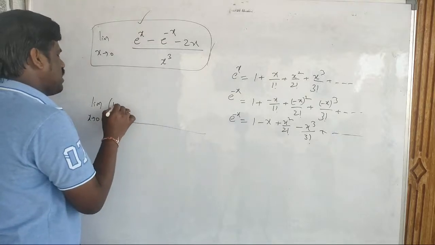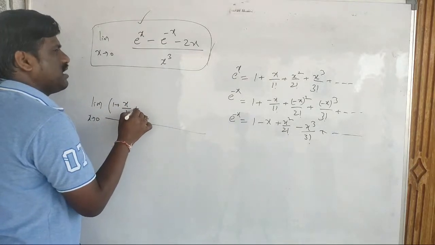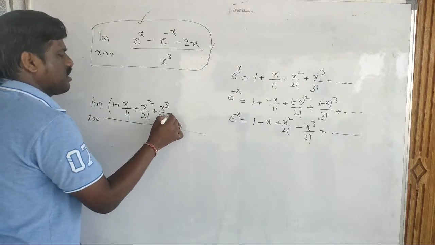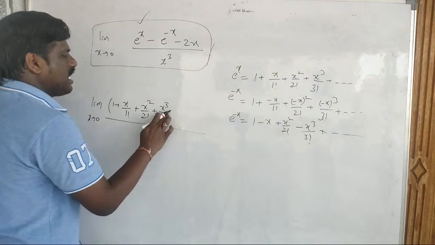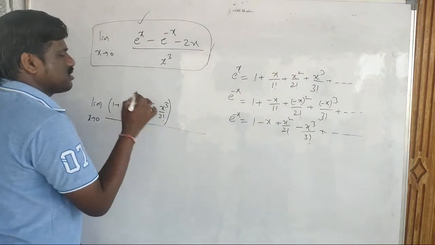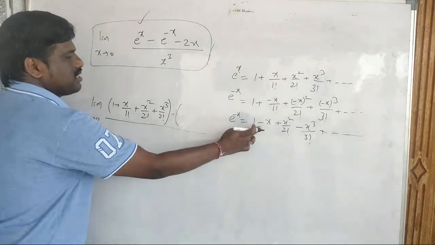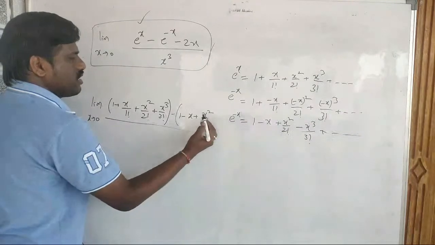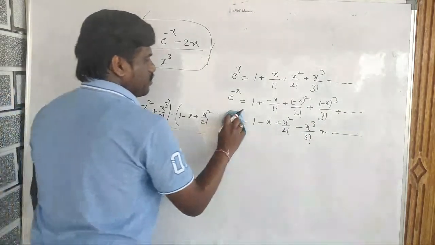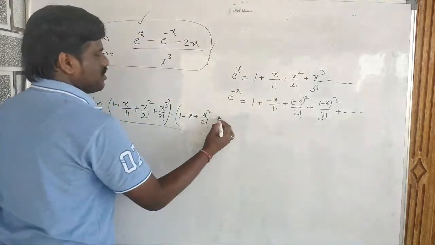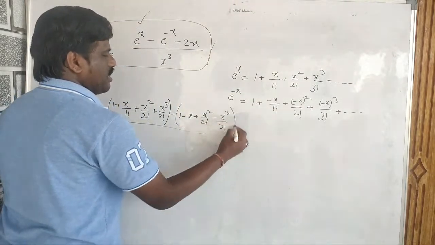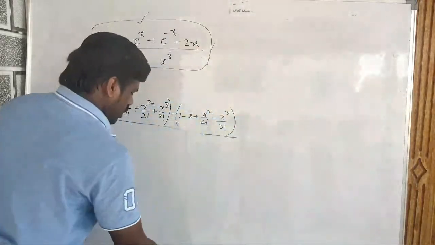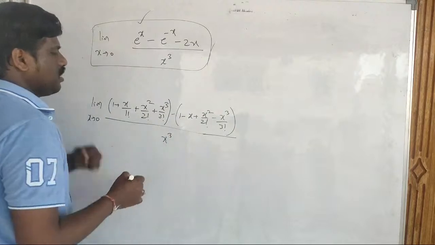e power x is 1 plus x by 1 factorial plus x square by 2 factorial plus x cube by 3 factorial plus so on to infinity. But I know it is x cube, so I write till x cube only. Minus e power minus x, which is 1 minus x plus x square by 2 factorial minus x cube by 3 factorial. So this is e power x and e power minus x, and I wrote it divided by x cube.